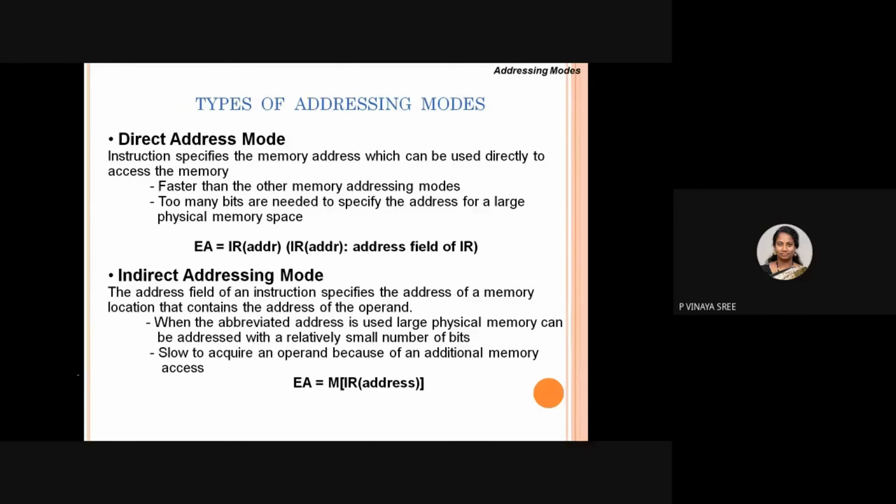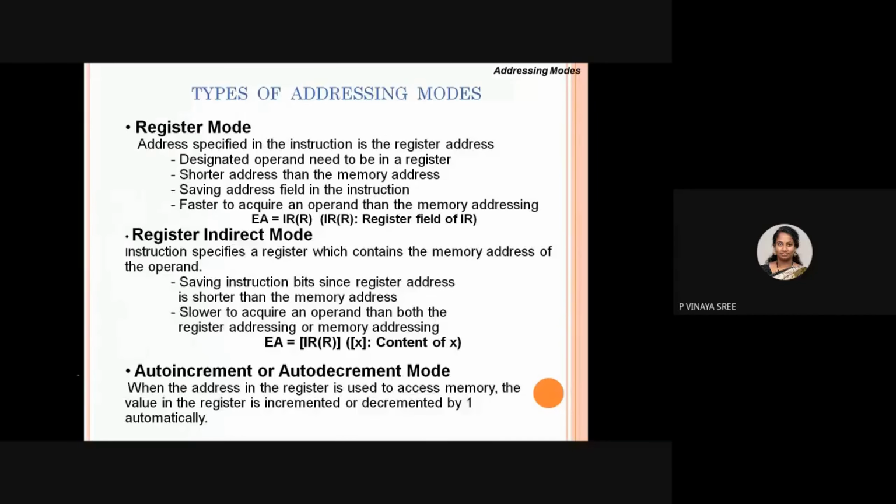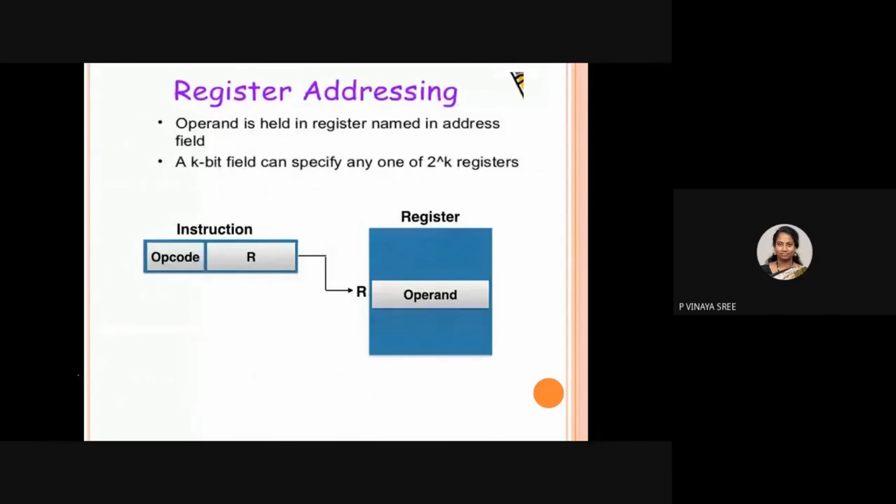Direct addressing mode and indirect addressing mode we already discussed, so let me start with register mode. In register addressing mode, the operand is held in a register. This is your instruction format: we have an opcode and an address, and inside the address we have a register.